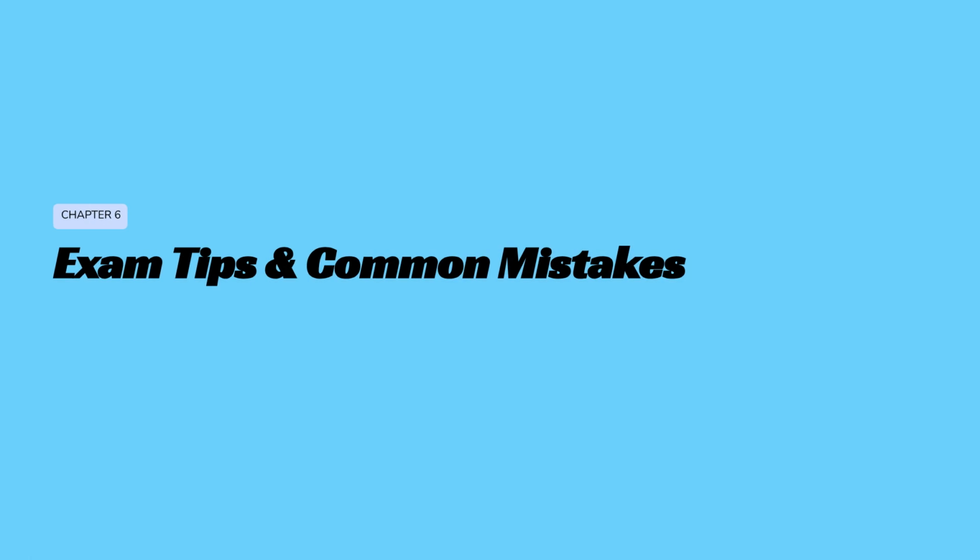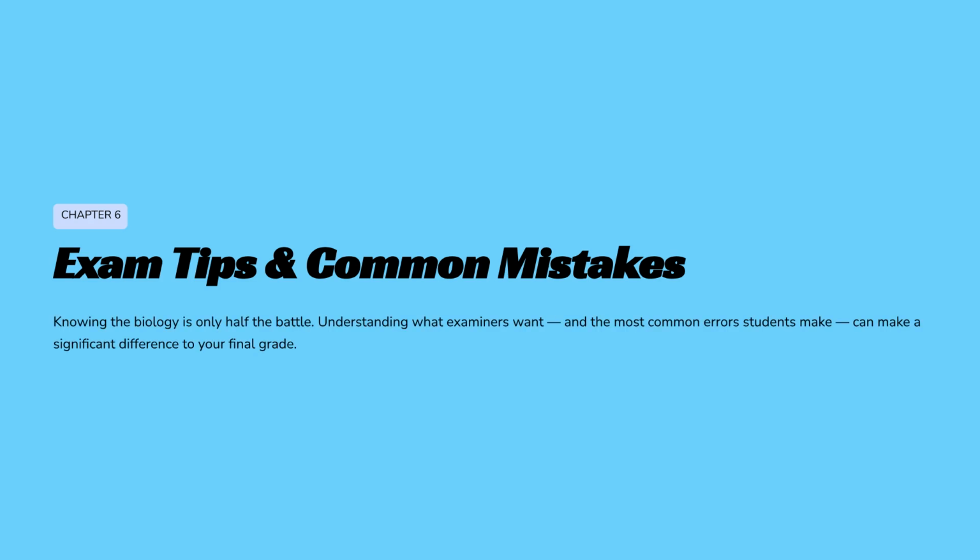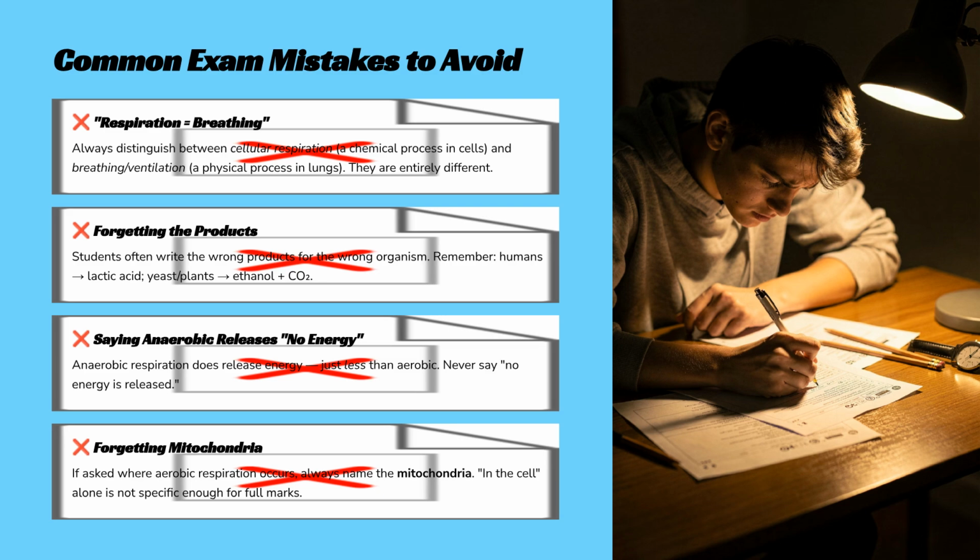We conclude with Chapter 6, Exam Tips and Common Mistakes. Knowing the subject is crucial, but understanding examiner expectations and avoiding common errors can significantly boost your grade. Avoid common exam pitfalls. Never confuse cellular respiration with physical breathing. Remember the specific products: lactic acid in humans, and ethanol and carbon dioxide in yeast/plants. Also, anaerobic respiration releases less energy, not no energy, and aerobic respiration occurs in the mitochondria.